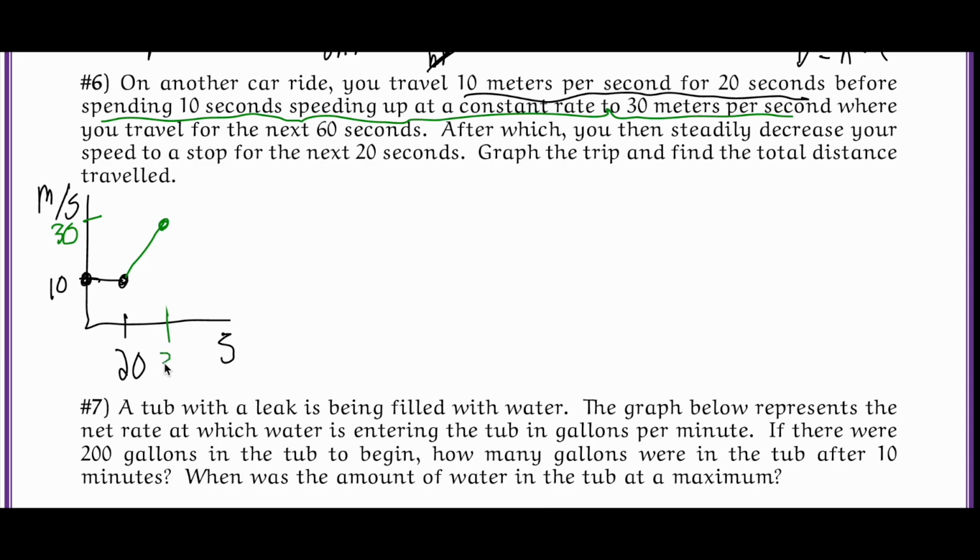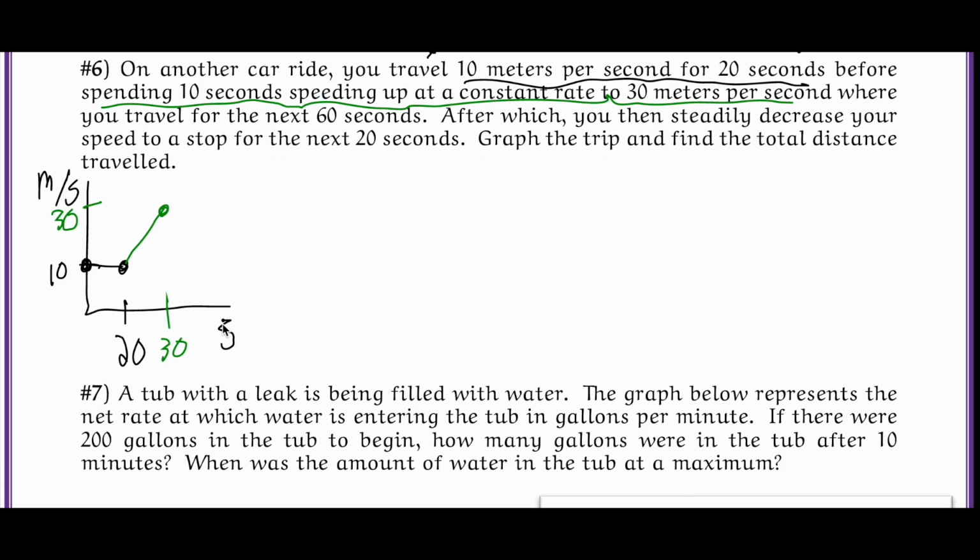So that's going to be at 30 seconds. 20 plus 10 gets us 30. I'm going to erase this unit here just because it's interfering with the time. So we travel 10 meters per second for 20 seconds before spending the next 10 seconds speeding up to 30 meters per second, where we travel for the next 60 seconds. So we travel until we get to 90. 30 plus 60 gets us 90, and we stay constant.